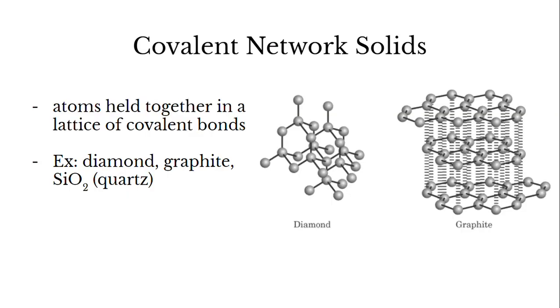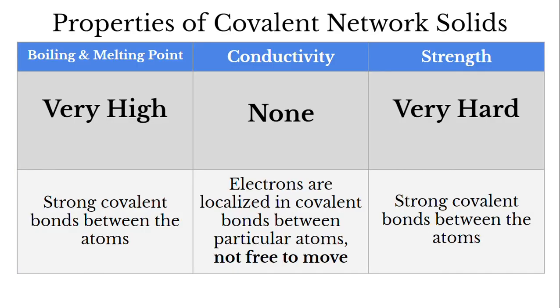And then we have covalent network solids, which are atoms held together in a lattice of covalent bonds. For example, diamond, graphite, and quartz, these are all examples of covalent network solids. They have a very high boiling and melting point because the covalent bonds between the atoms are very strong.